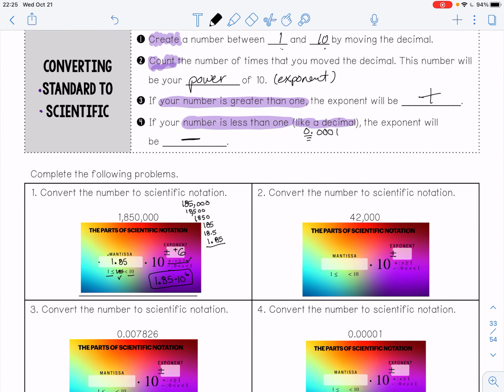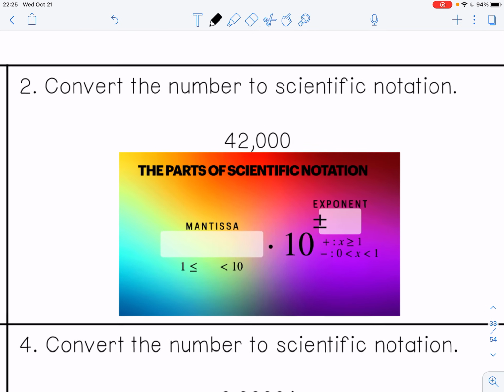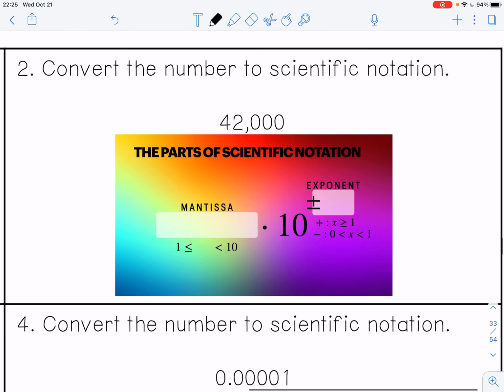Okay, let's do one more example. So, same thing here. We're going to follow the same steps. Now we've got the number 42,000. So already off the bat, you should be able to tell if your exponent's going to be positive or negative, but we'll save that for a minute. So again, this is 42,000, so it's a whole number, which means your decimal point should be here.